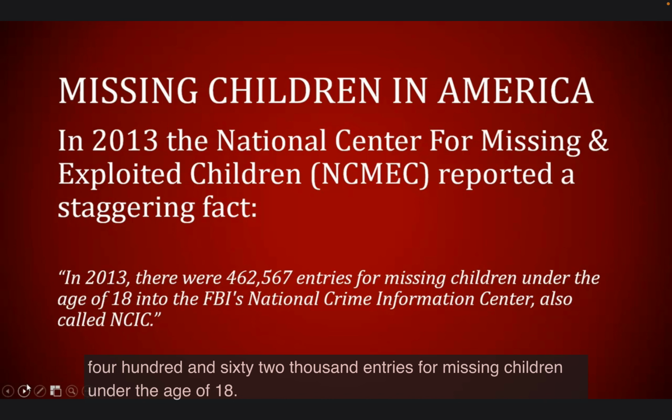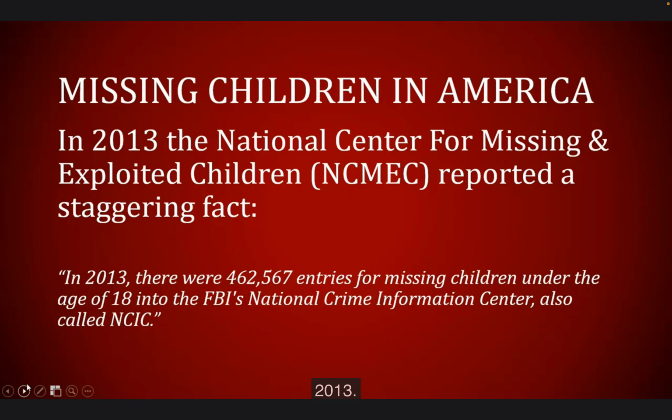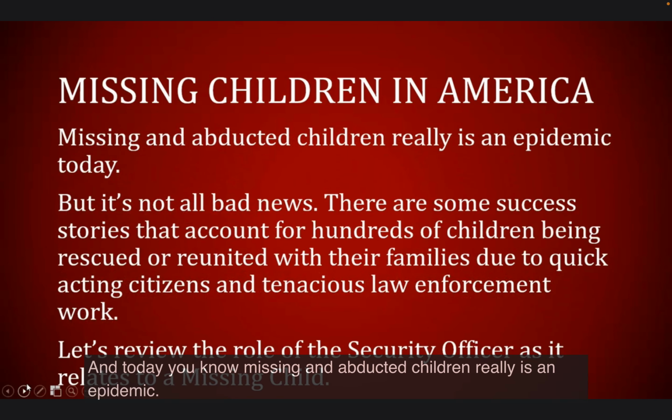There were 462,000 entries for missing children under the age of 18 into the FBI's National Crime Information Center, also called NCIC. That is a staggering number for the year 2013. There is a huge problem with missing children. And today, missing and abducted children really is an epidemic.